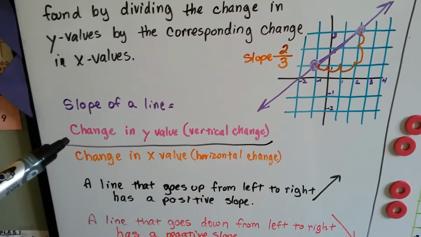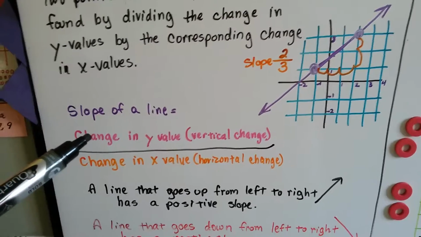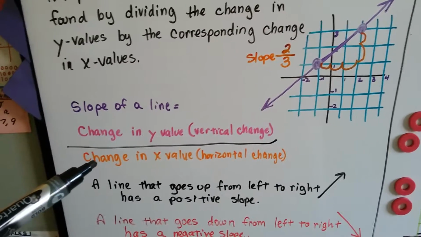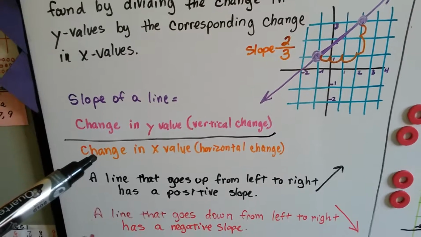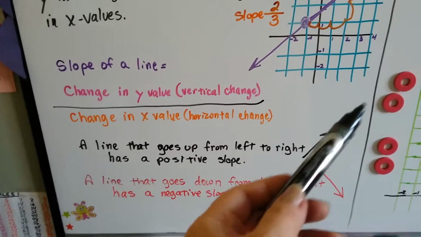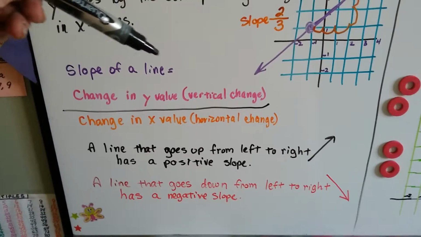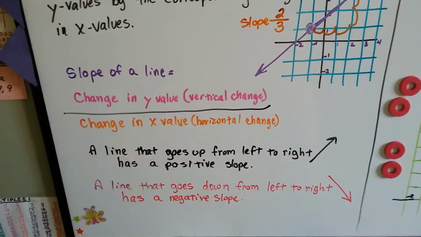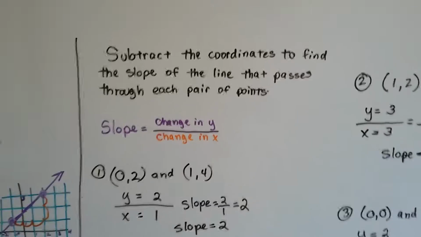The slope of a line is equal to the change in the y value, the vertical change, as the numerator, and the change in the x value, the horizontal change, as the denominator. And a line that goes up from left to right has a positive slope, and a line that goes down from left to right has a negative slope. So let's see what it says for us to do.